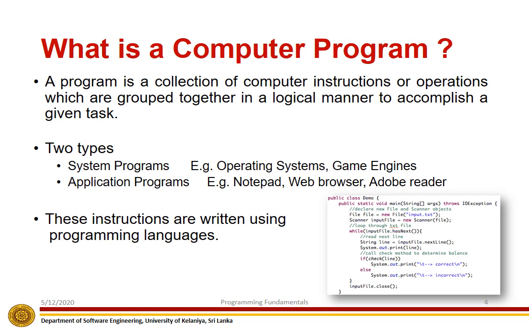And there are mainly two types of programs. The first one is system programs and the second one is application programs. System programs are used to control the hardware resources. For example, operating systems like macOS, Linux, MS Windows, and game engines. The second one is application programs. Application programs provide specific functions. For example, we can use Notepad to write a note, a web browser, or Adobe Reader to read a PDF file. And we use programming languages to write these programs or instructions.